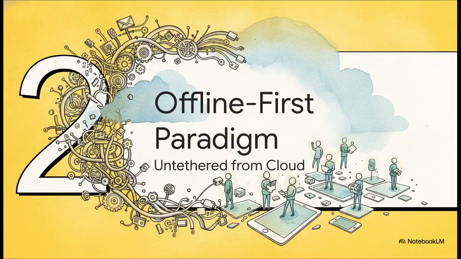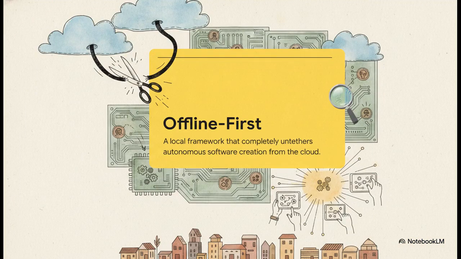Which brings us to part 2, the offline-first paradigm. This is where we get an incredibly elegant solution known as offline first. Basically, this is a localized computing framework that completely cuts the cord. It untethers autonomous software creation from the cloud entirely, which completely wipes out network costs and server fees. I mean, think about how huge that is. By severing that connection, Sahpathi AI creates a zero-cost loop, making high-end AI architectures actually viable in the most under-resourced areas on the planet.